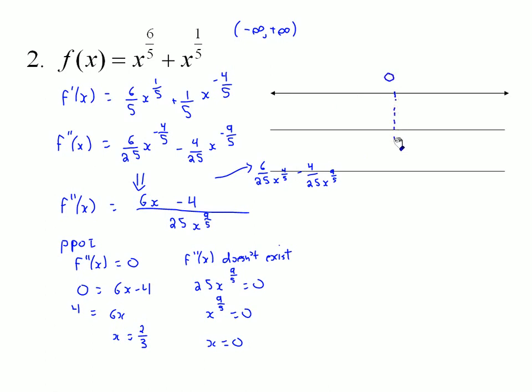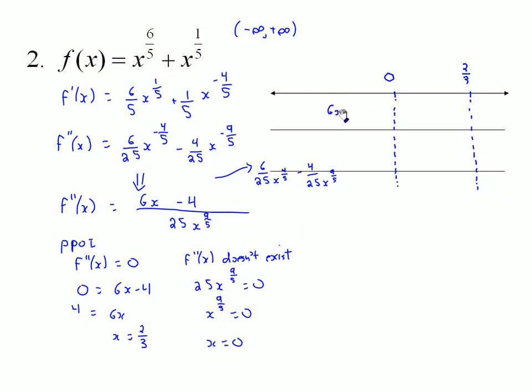X is equal to 0 is one point of inflection. X is equal to 2/3 is the other possible point of inflection. See, this is one where we have to be careful, because we didn't do the first derivative, but it's very likely that there's also a critical number at x equals 0. So that's going to be the one that's going to be a problem for us. But everything will get revealed in this step.